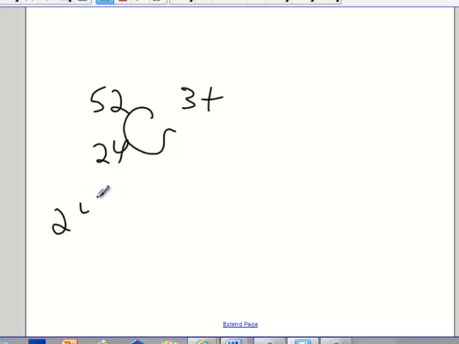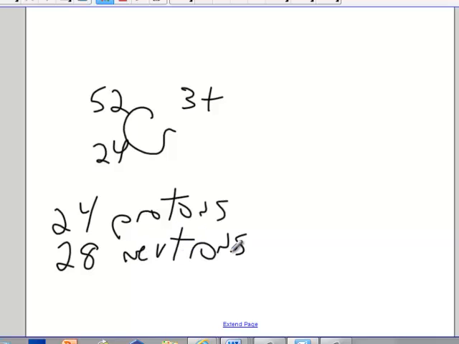If I have something like Cr3+, 24 here, 52 there, I still have 24 protons, 52 minus 24, 28 neutrons. How many electrons do I have? 3 positive charge. That doesn't mean I add 3 electrons. It means I have 3 more protons than I do electrons. So there's 21 electrons. Okay?